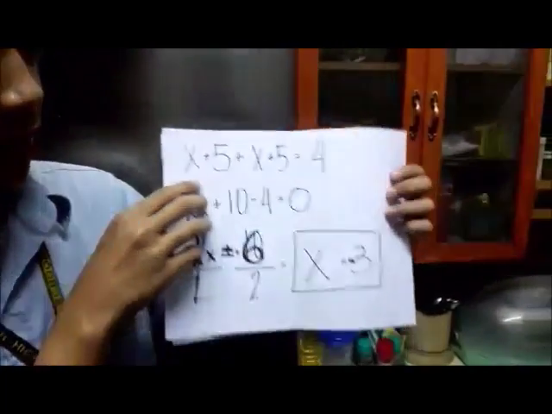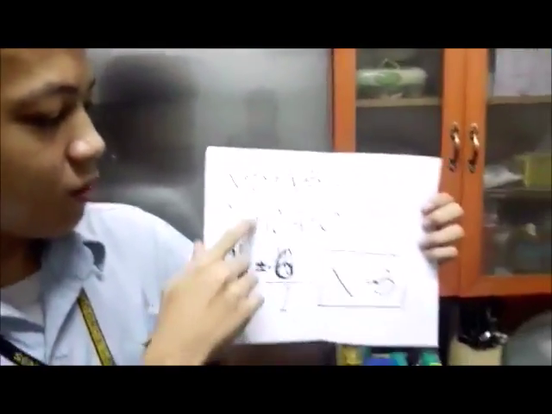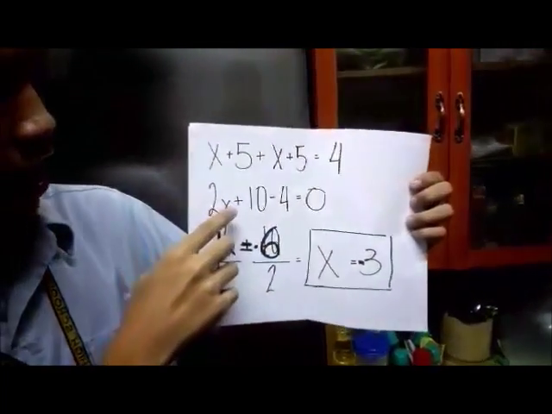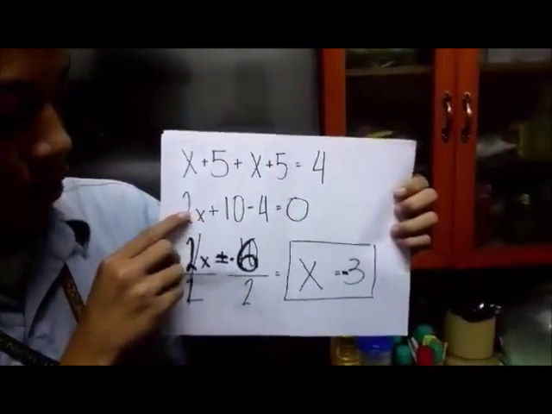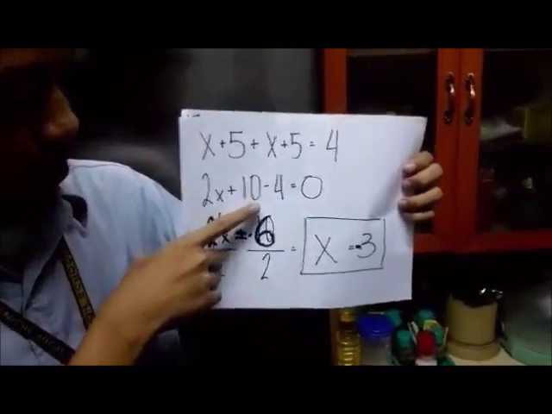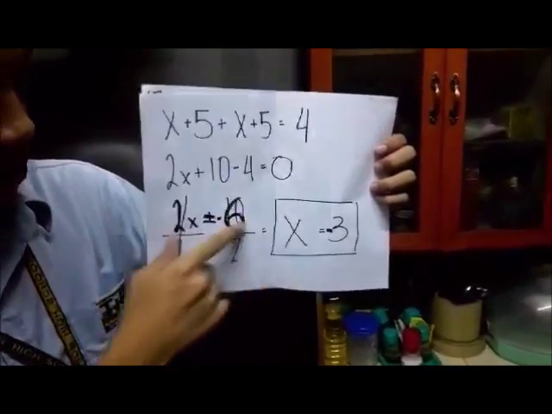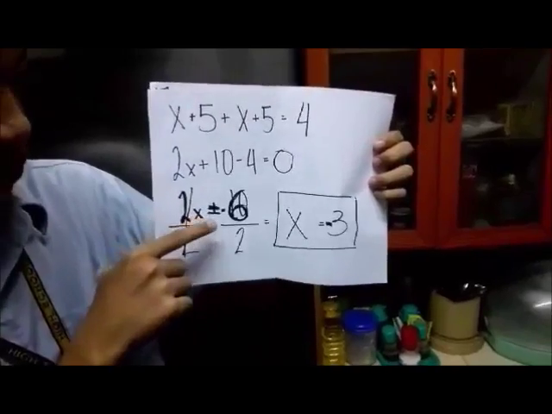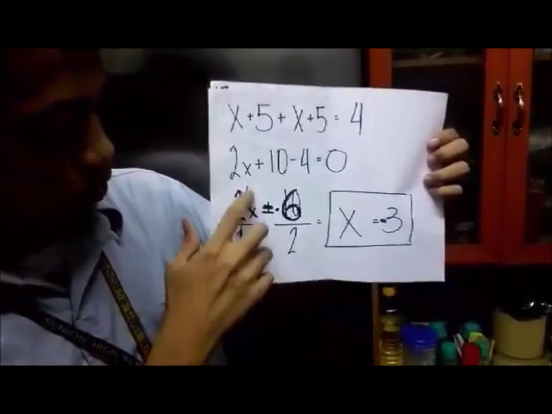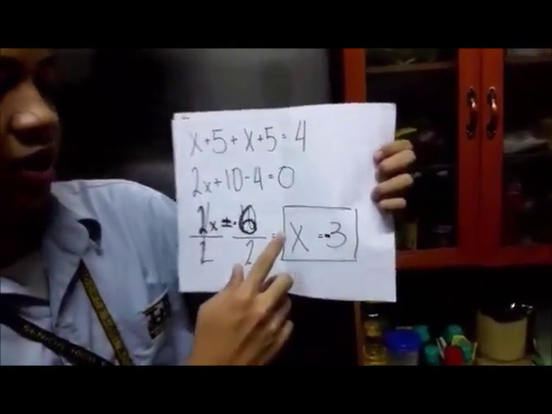So, ililipat mo na siya. So, magiging, ay hindi, ipagpa-plus plus mo na siya. So, magiging 2x plus 10, sabay ililipat mo na yung 4. So, magiging 2x plus 10 minus 4 equals 0. Sabay minus mo na yung 10 minus 4, so magiging 2x plus 6, tapos ililipat mo yung 6 sa labas, so magiging 2x equals to negative 6, tapos i-divide mo na siya by 2, so cancel, tapos negative 6 over 2 equals to x equals negative 3.